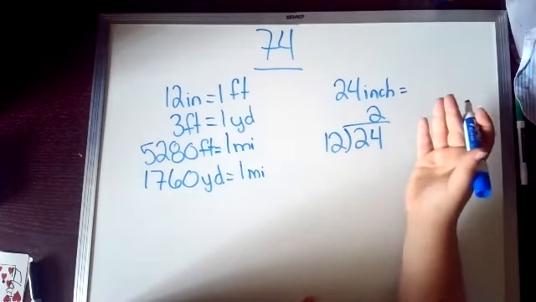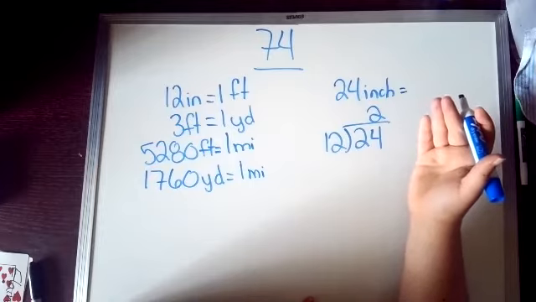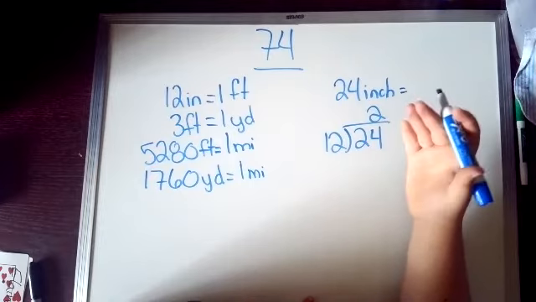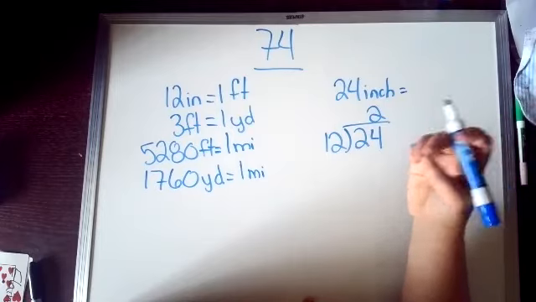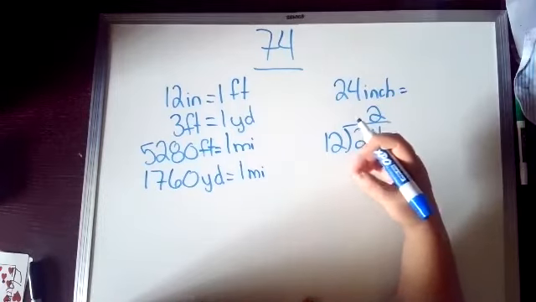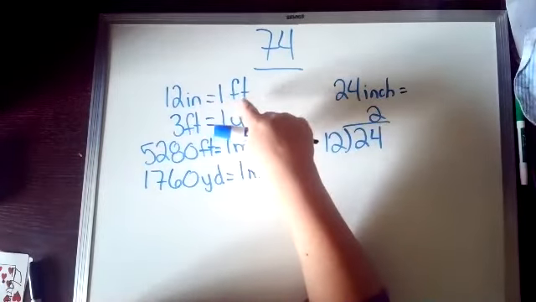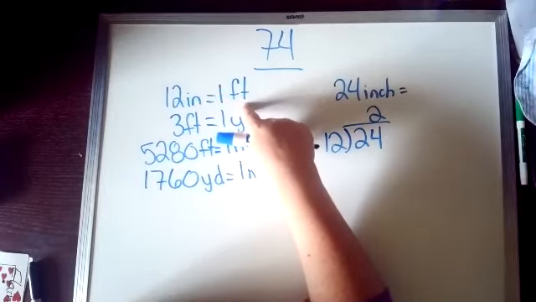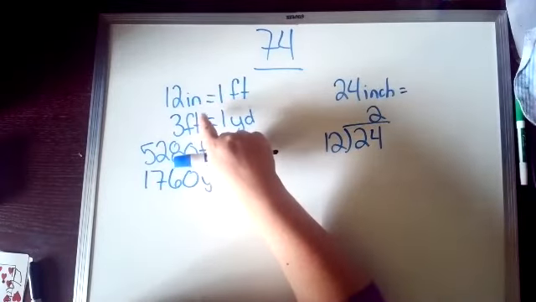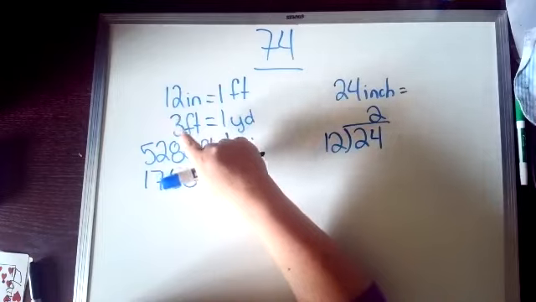Depending on which way you're going depends on whether you're multiplying or you're dividing. If you're going to a bigger number, you are multiplying. If you're going to a smaller number, you are dividing. So because I'm going from inches to feet, feet is a smaller number, I am dividing. If I was going from feet to inches, which is smaller number to bigger number, I would be multiplying.